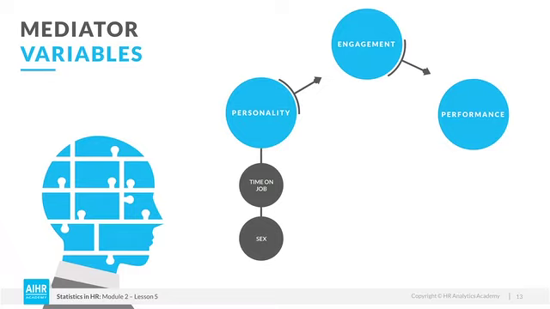Here, you have a model where personality is not directly related to performance, but personality is related to performance through engagement. People with certain personalities have different levels of engagement, which impacts their performance at work. That is what we call mediation.